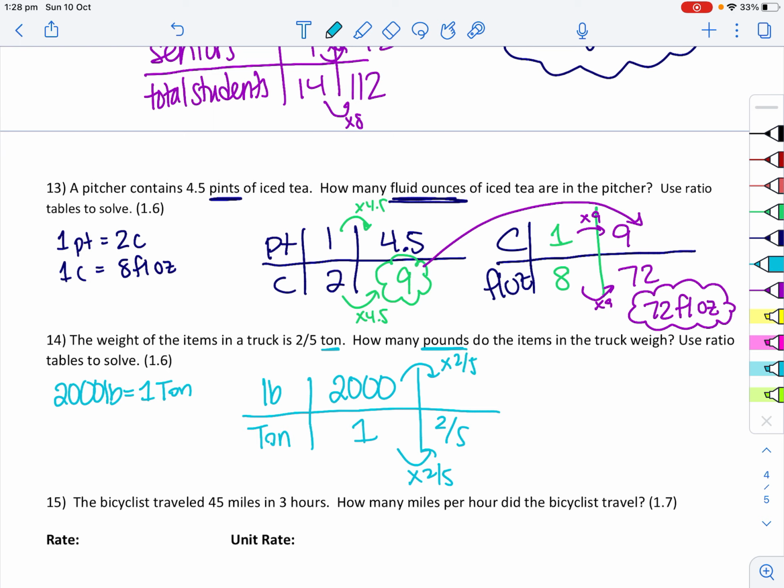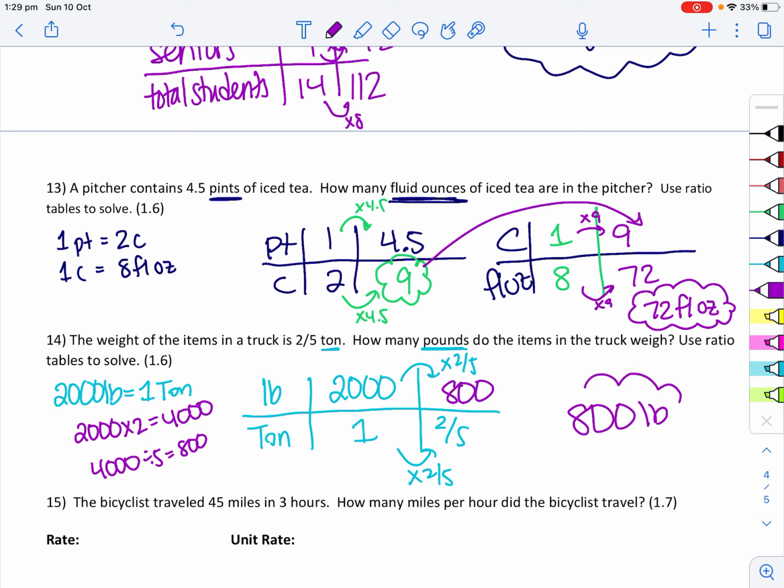It's going to be about 800. 2,000 times 2 is 4,000. And 4,000 divided by 5 is 800. So this is going to be 800 pounds.